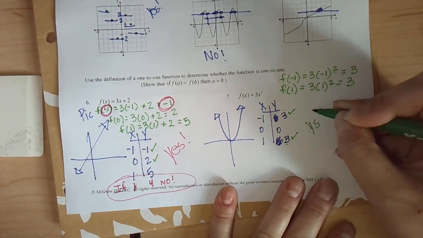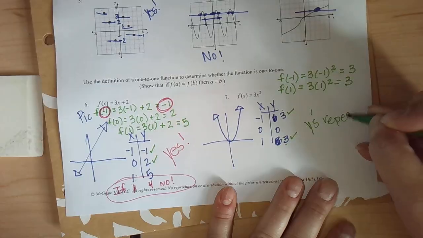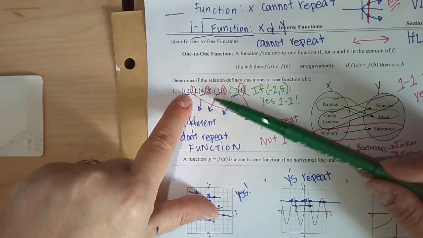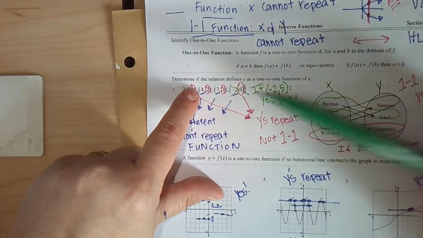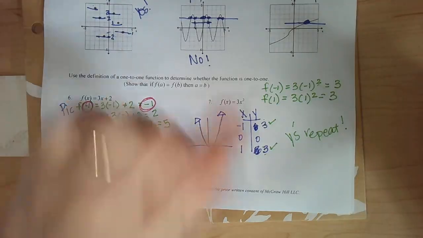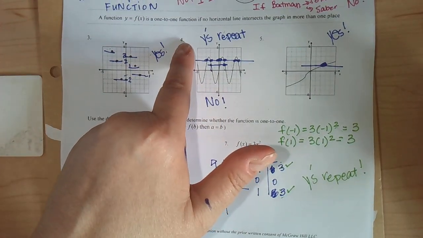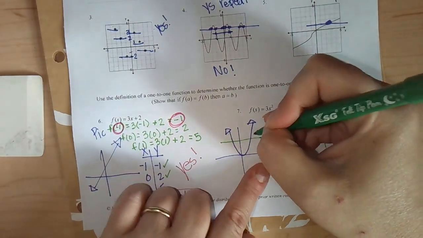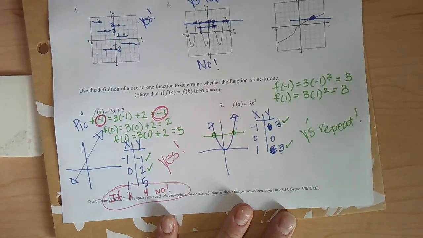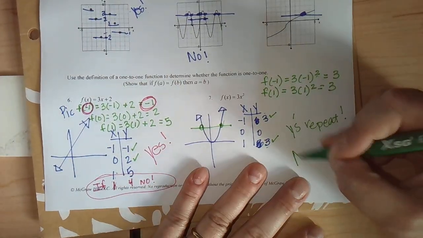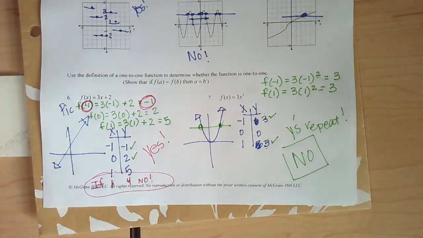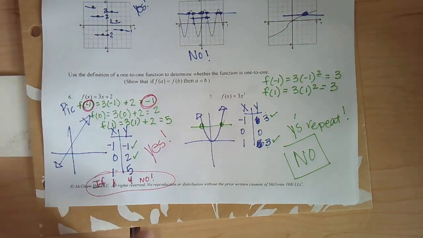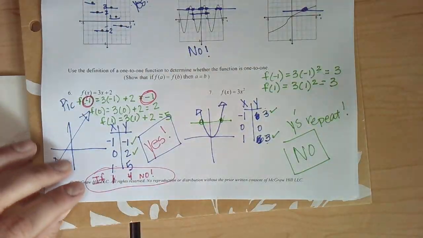So since the y's repeat, kind of like number 1, where the y's repeated, we had a 1 and a 1. Or if you're looking at the horizontal line test, like what we did on number 4, if I draw a horizontal line through this picture, I hit once and twice. So since my y's repeat, this is no, it's not a 1-to-1. But number 6 was yes, it is a 1-to-1.